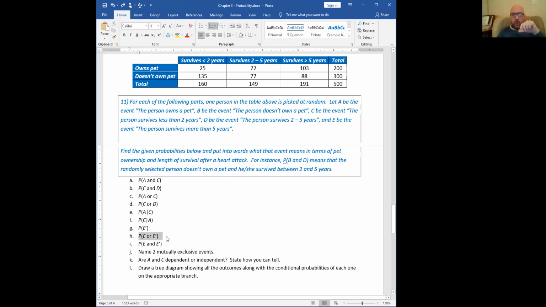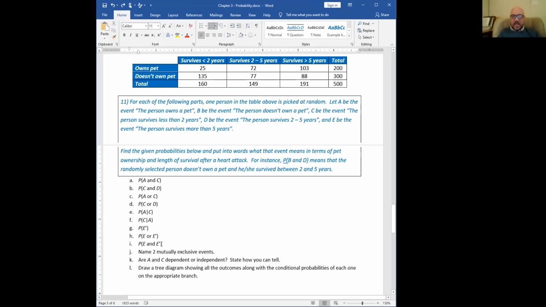Probability of E or E complement, that is the probability of being in here or being in here. Well, that's everything. So unsurprisingly, probability of E or E complement is 1. And in fact, that's always true. If you just think about what complement means, this says, what is the probability that you are either in E or not in E? And it's got to be one of them, right? There's no other options. You're either in E or not in E. So it's 100%. So just one is the probability here.